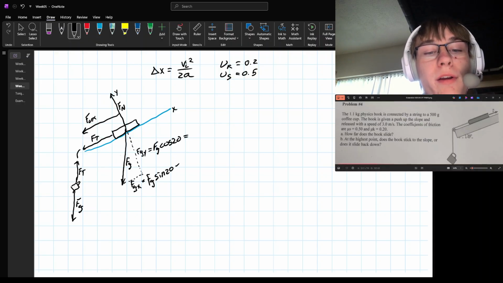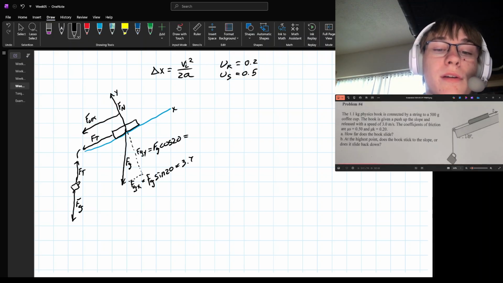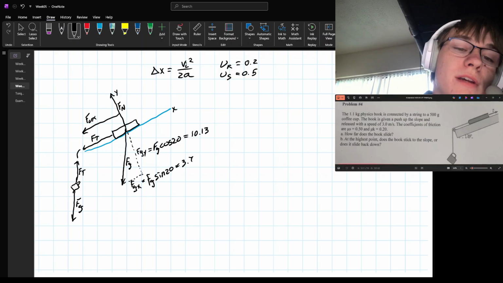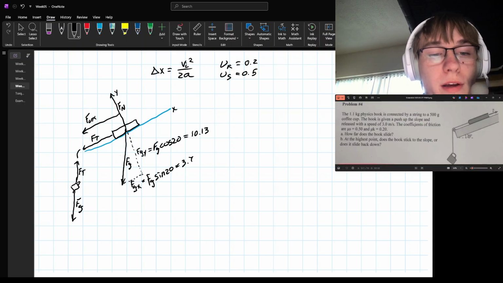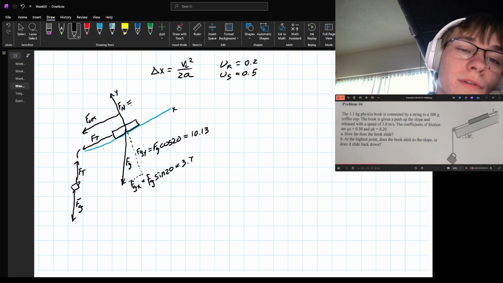I've already calculated those. So this one is equal to 3.7, and this one is equal to 10.13. Currently the only force acting perpendicular to the surface that would cause normal force is our force gravity y. There's nothing else pulling it downwards. So we are going to say force normal is equal to 10.13.